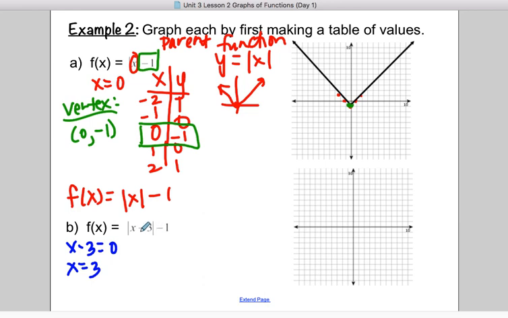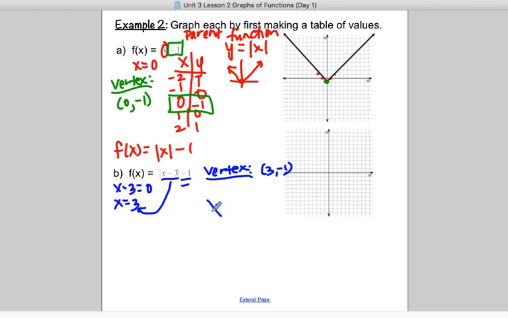And then what's your y value? This part came here. This is your y value. So your vertex is 3, -1. So we put that in the very middle of our table. 3, -1. So if I think of numbers less than 3, 2 and 1, and then I put in numbers bigger than 3, so 4 and 5.